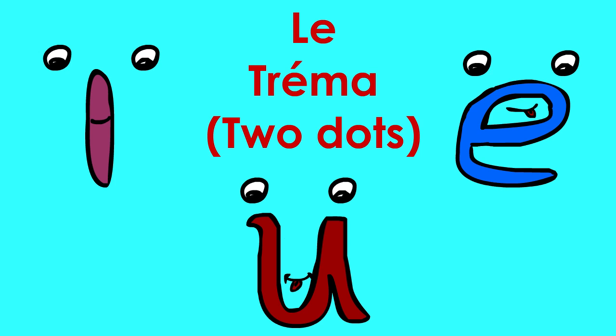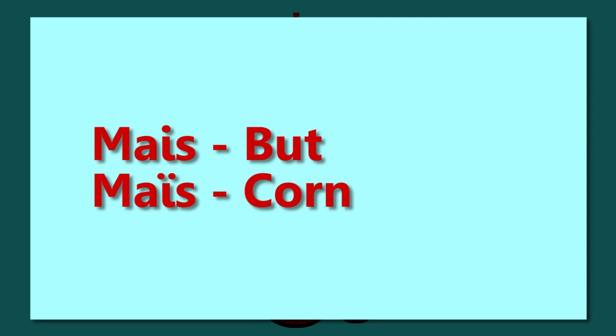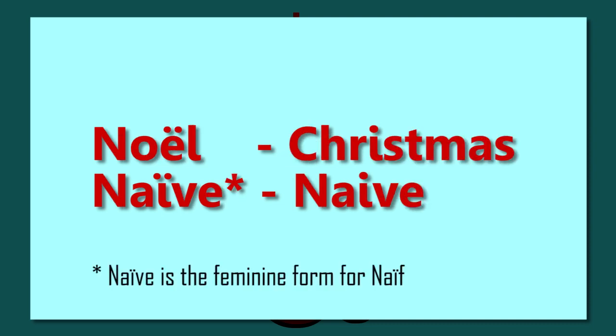Now, let's look at the 4th accent, that is le tréma or 2 dots. This accent does not change the pronunciation of the letter with which it is written, but it tells you that the letters before and after it should be pronounced separately. There are two words in French. One is mais, which means but, and maïs, which means corn. They have the same spelling, but the presence of tréma makes the pronunciation different. Other examples: Noël and naïve. If we didn't have this tréma in these words, we would have pronounced them differently.